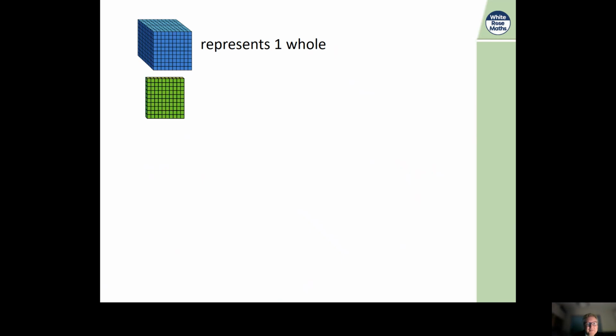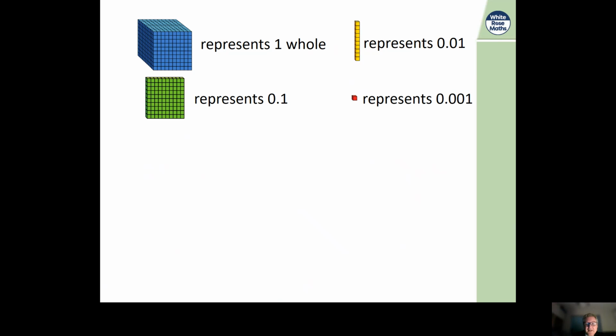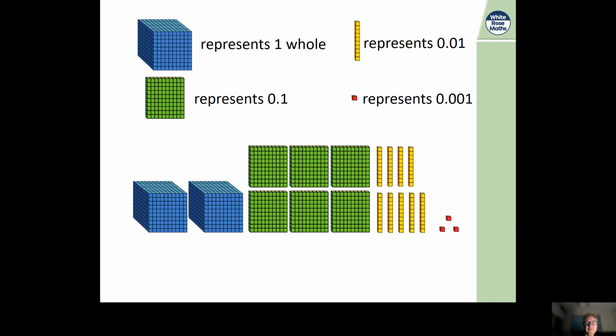So there's a whole, the tenth, there's the hundredth, that's the thousandth. So we've got 2 wholes. We have 6 tenths, and here we've got the hundredth, so 9 there, and the thousandths.